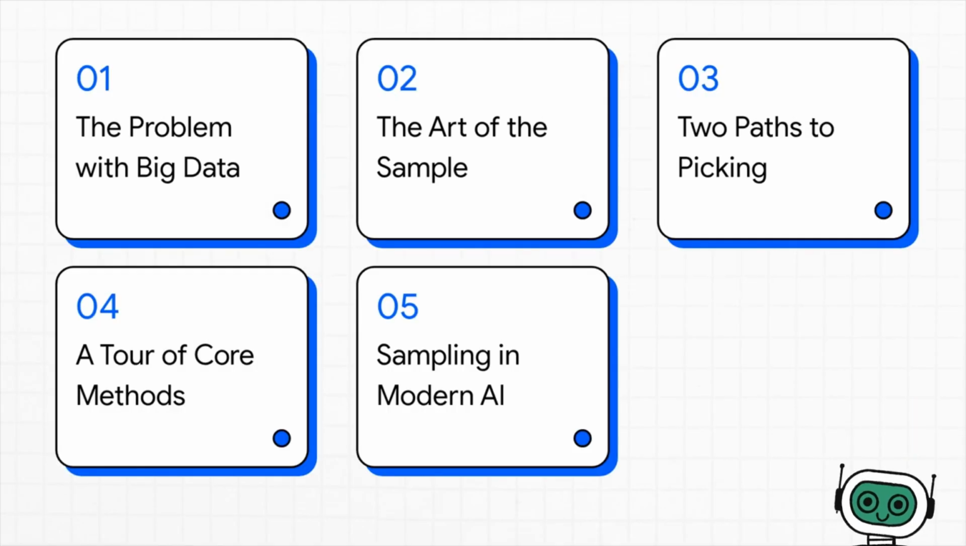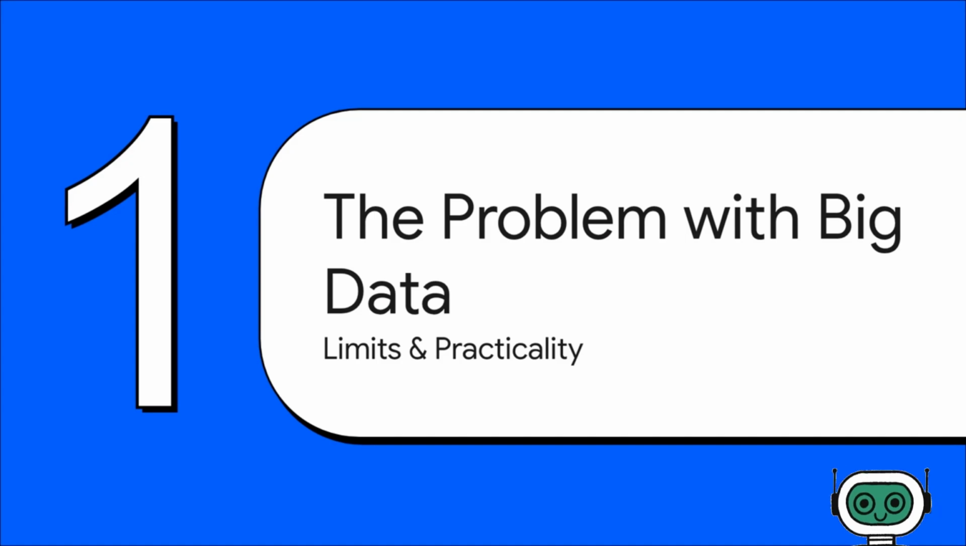We'll start with why big data can be a problem. Then we'll cover the core idea of a sample. We'll look at the two main ways to pick one, walk through a few key methods, and then see how it all applies to modern AI. All right, so let's dig into that first part.